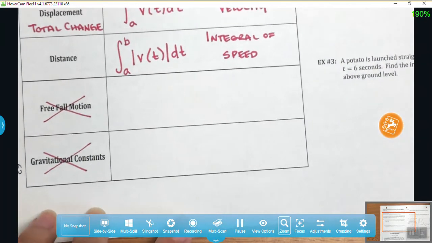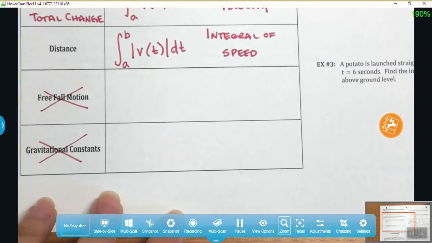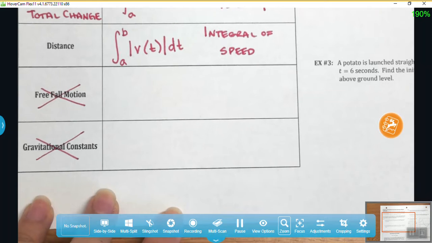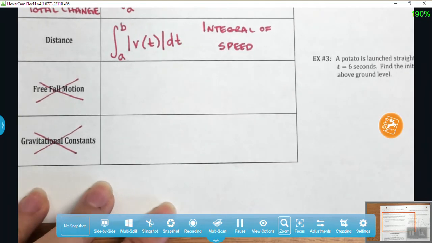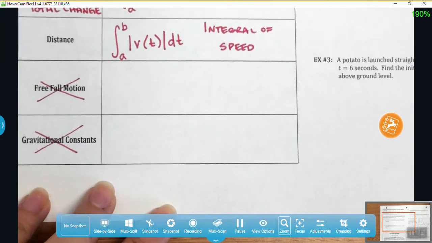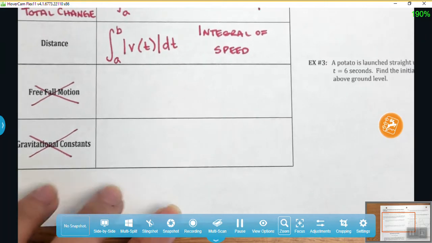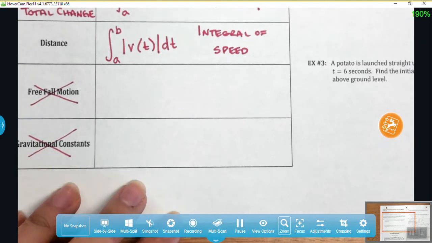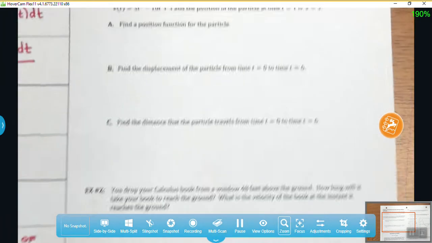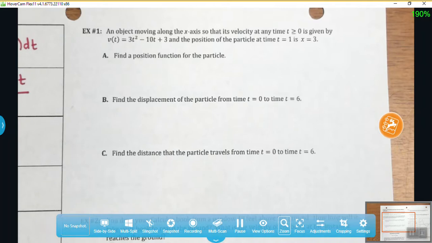Well, you want to know what free fall motion is? Capital G, negative 9.8 meters per second squared, or 32 feet per second squared. Negative 9.8 for meters per second, and then 32 feet per second. Okay.